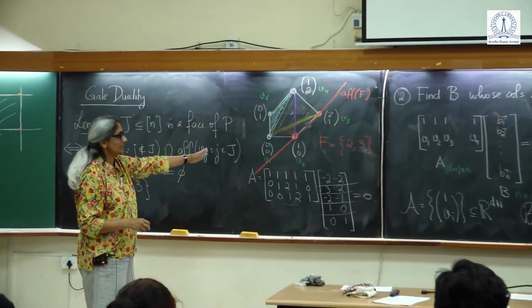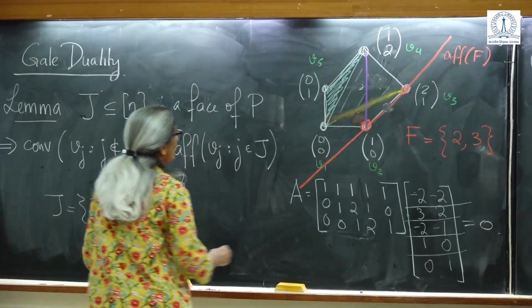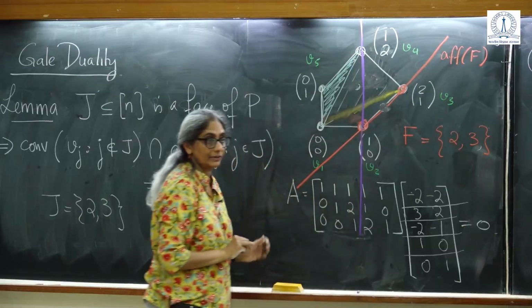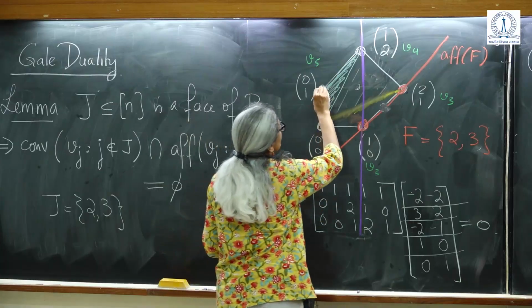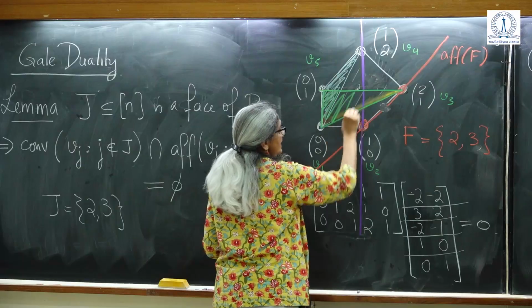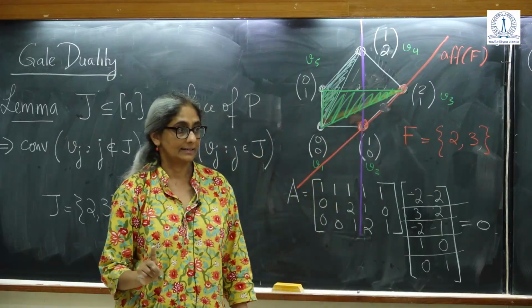So I'm just taking something that's not a face. Do you agree? The purple thing is not a face, okay? So if I take its affine hull, I just get this. This is the affine hull, okay? And if you convexify the rest of the stuff, you will get this, this, and this. This is the convex hull of the rest. And you see that the affine hull and the convex hull will intersect, okay?